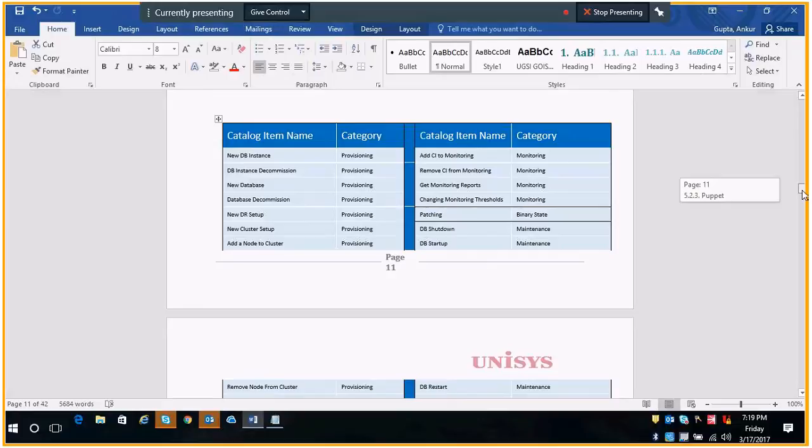All right, so any questions till now, Abhishek, Feroz, Marcio?